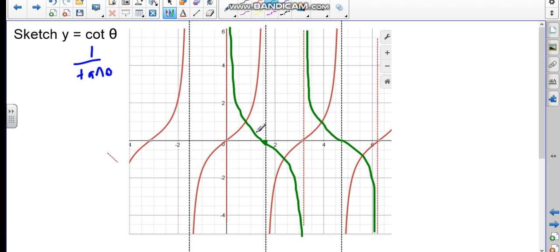So things to note. Again, just like the tangent graph, the period of this is 180 or pi. It repeats every pi. There aren't any maximum or minimums. And the key thing here is getting the asymptotes in the right place. So let's have a look at the type of questions you can be asked.